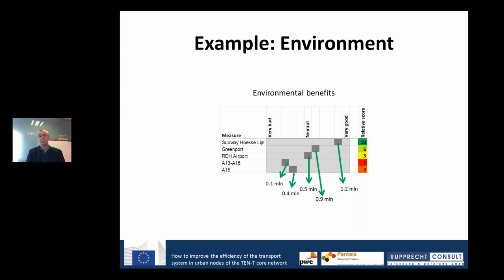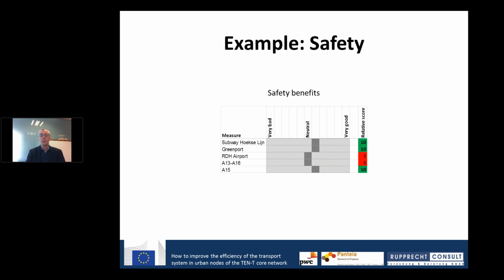Again, if there's quantifiable information available, then these could be put in the methodology and used in the methodology as well. Like, for example, the CO2 emissions expressed in tons. For safety, the Rotterdam case saw these as the safety benefits. They are fairly small. Some are neutral and some scored a bit better than neutral, but not that much.